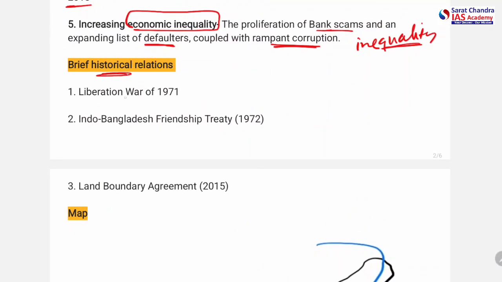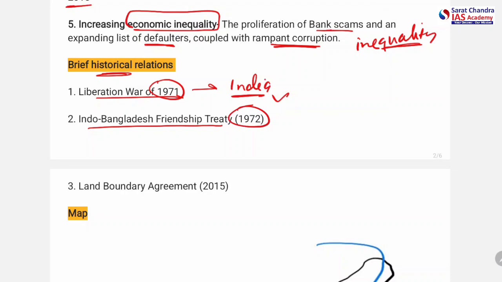In this, the first important point is the Liberation War of 1971. We all know that India has supported a lot in this Liberation War. India supported the Mukti Bahinis, and training and capacity building was provided by India. Next, the India-Bangladesh Friendship Treaty in 1972. This makes the foundation or bedrock of the friendly relationship between India and Bangladesh.